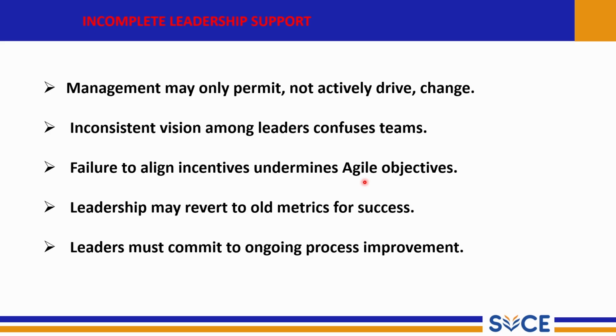Rewards must support collaboration, not silos. Leaders may revert to old metrics for success. Measuring lines of code does not fit agile outcomes. Leaders must commit to ongoing process and improvements. Agile is a journey, not a one-time switch.